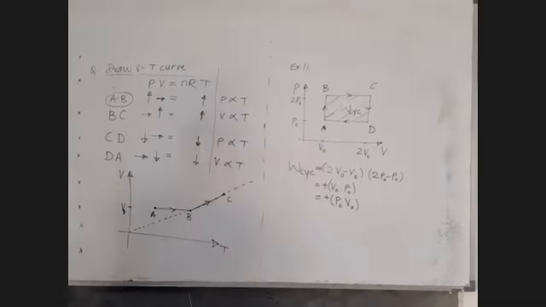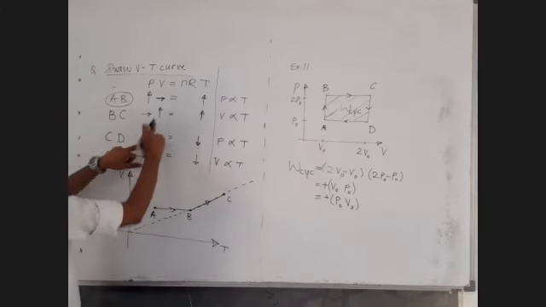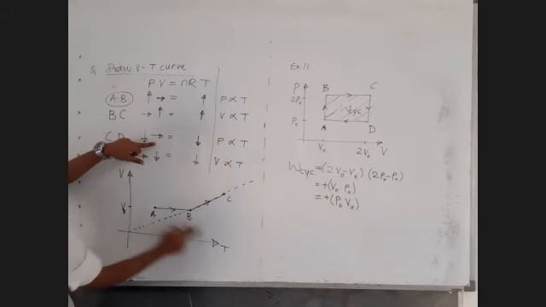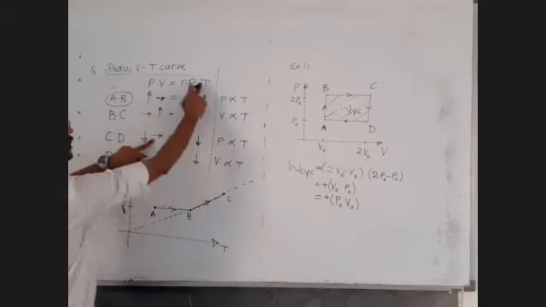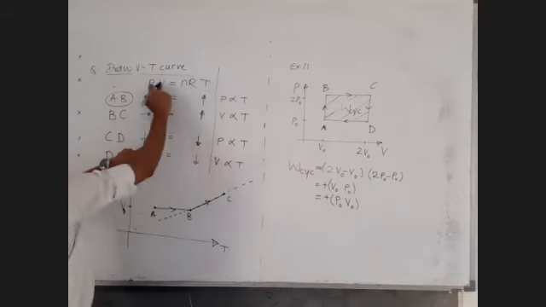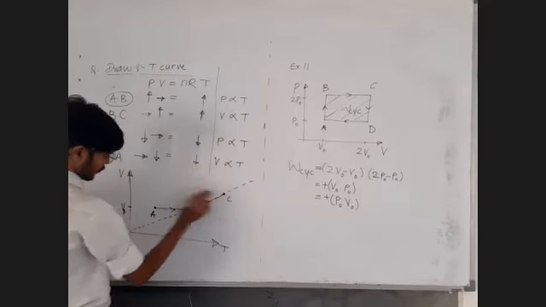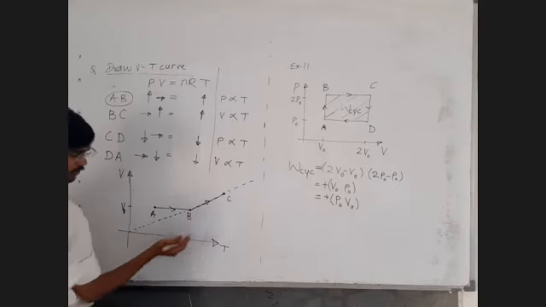Now let's do the next thing. C to D, we have C now here. Volume and temperature we have to look at. Volume constant, temperature decreasing. So from C, we have to keep volume constant and temperature decreasing.